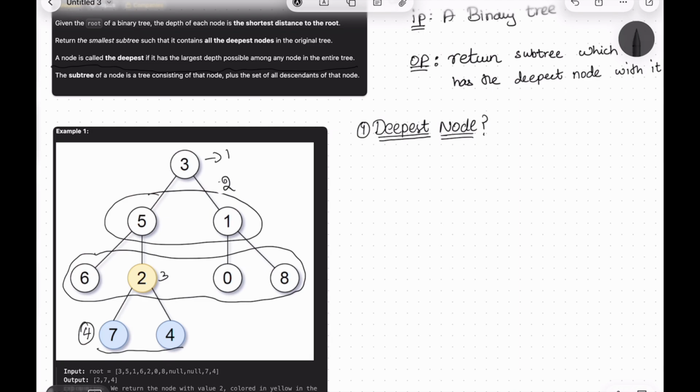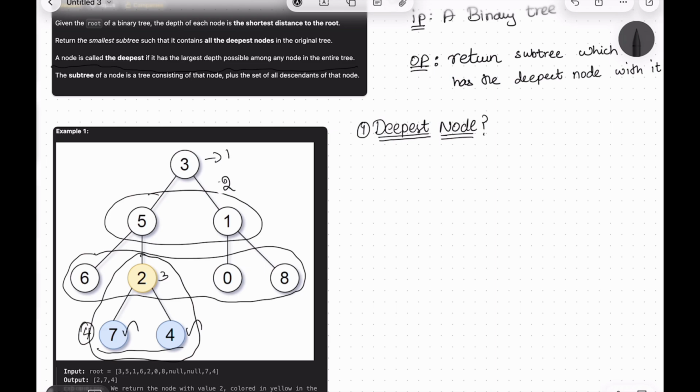So we have to return that binary tree or the subtree which has all the deepest nodes available in the tree. So basically we have two deepest nodes, one is 7 and the other is 4. So we have to return the subtree which has both these nodes, which is this subtree. So this is what we are returning in the answer, right?